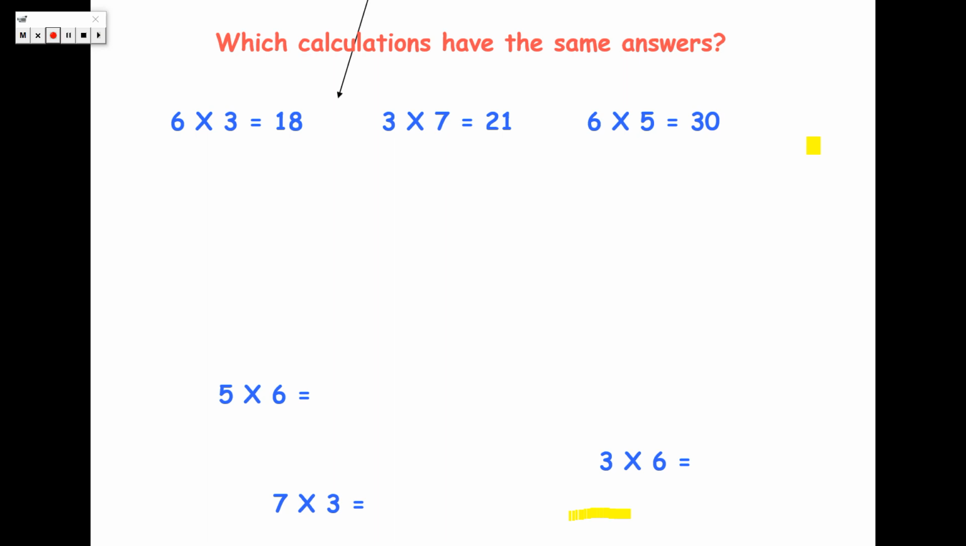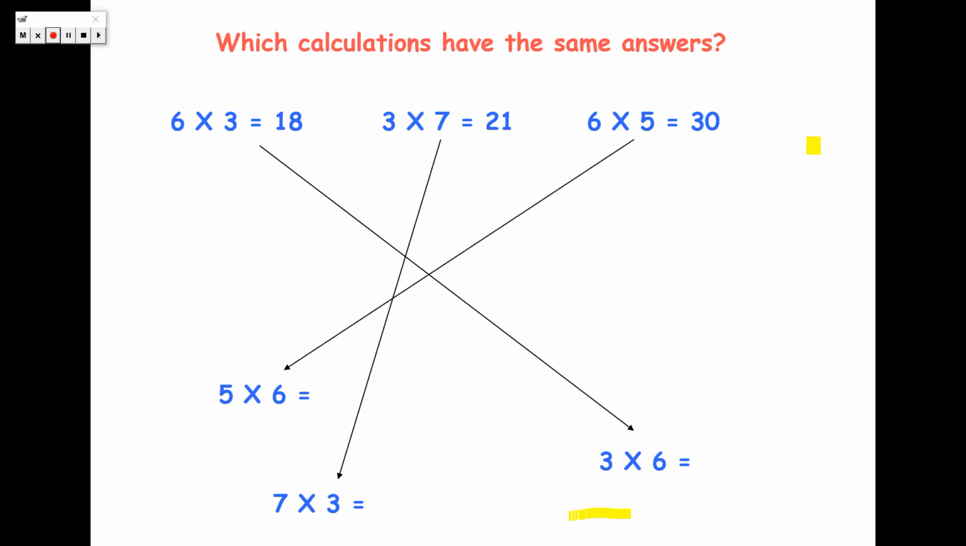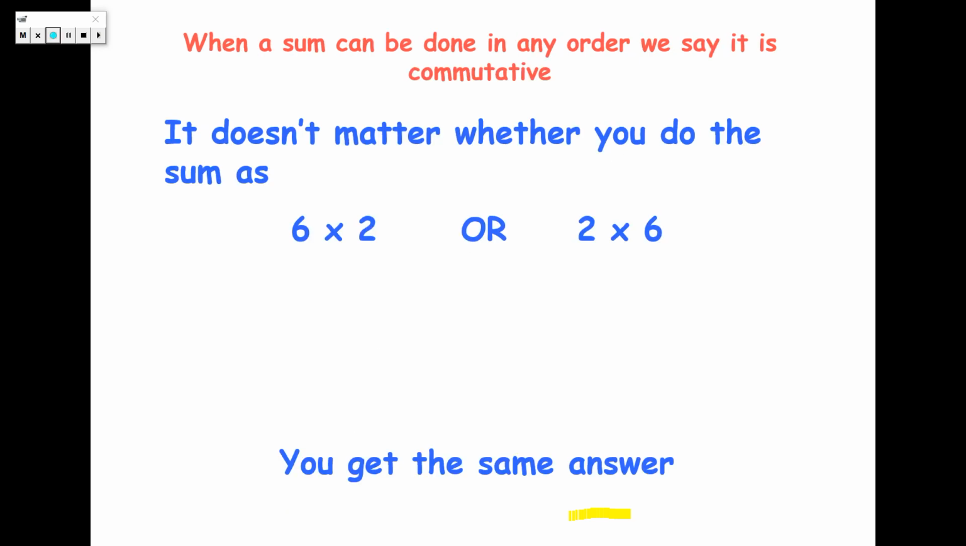So let's see the answers. We have got 3 times 7 is 21, is exactly the same calculation as 7 times 3. 3 times 6 equals 18 is exactly the same calculation as 6 times 3. And finally, 6 times 5 equals 30 is exactly the same as 5 times 6. So it doesn't matter if you do your calculation as 6 times 2 or 2 times 6, you arrive at the same answer. Well done, everybody.